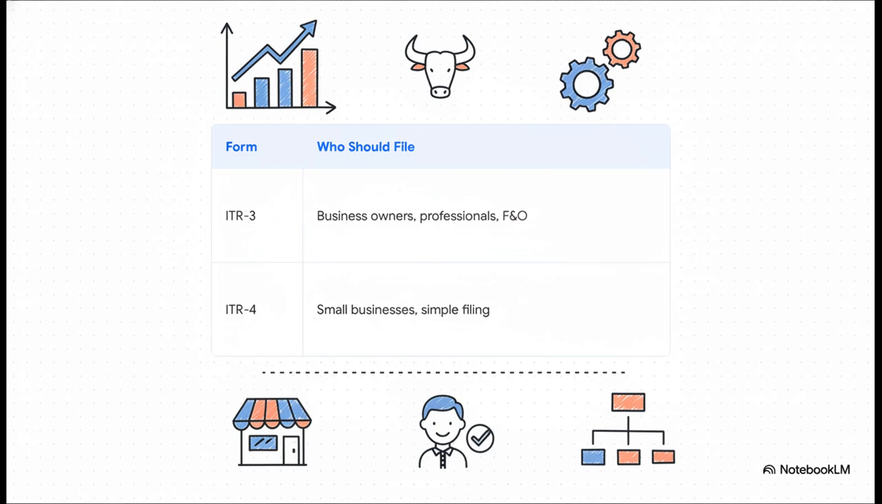But for the smaller operations, we have ITR4, also known as Sugam. Much like Sahaj means simple for the salaried folks, Sugam provides a highly simplified, really accessible path for small business owners and professionals who just need a straightforward tax filing process, without all the heavy lifting required by ITR3. It's really all about matching the complexity of the form directly to the complexity of your business.